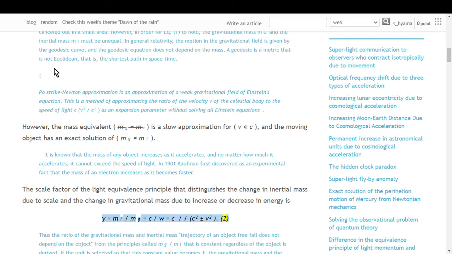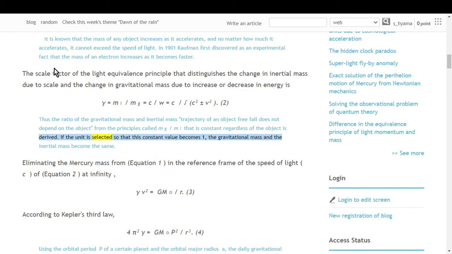Thus the ratio of the gravitational mass and inertial mass of an object in free fall does not depend on the object, from the principle that m_g/m_i is constant regardless of the object is derived. If the unit is selected so that this constant value becomes 1, the gravitational mass and the inertial mass become the same. Eliminating the Mercury mass from equation 1 in the reference frame of the speed of light, c, of equation 2, at infinity, gamma v^2 = GM/r, (3).